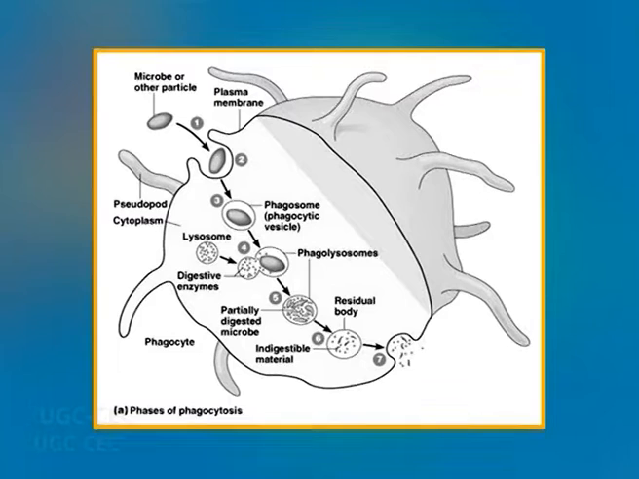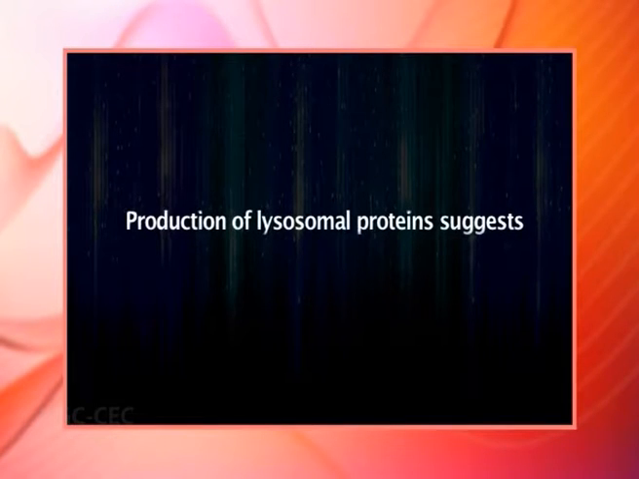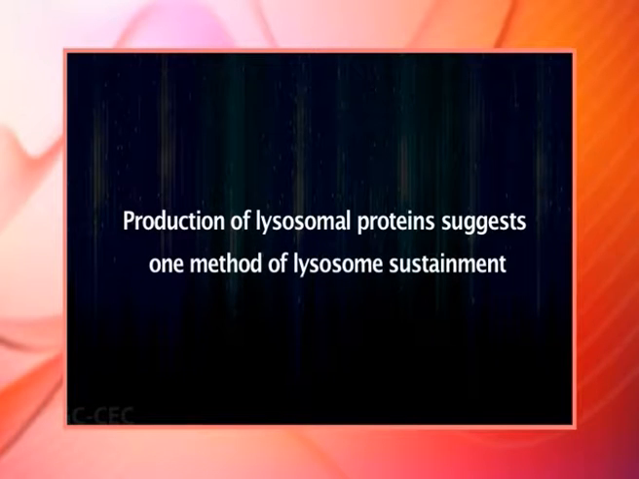Many components of animal cells are recycled by transferring them inside or embedded in sections of membrane. For instance, in endocytosis, more specifically macropinocytosis, a portion of the cell's plasma membrane pinches off to form a vesicle that will eventually fuse with an organelle within the cell. The production of lysosomal proteins suggests one method of lysosome sustainment.